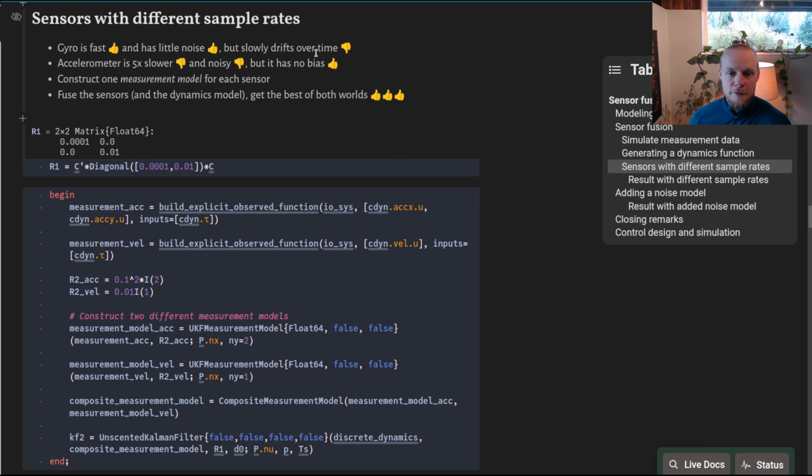And the answer is, of course, yes, we can do that. We will do some kind of sensor fusion here. So we will construct individual measurement models for each sensor. And then we will fuse the information from both sensors and the dynamical model here. So we say sensor fusion, but we actually make use of a third source of information as well, and that's the dynamics model. And by fusing all of these sources of information, we get the best of both worlds here, so only thumbs up.